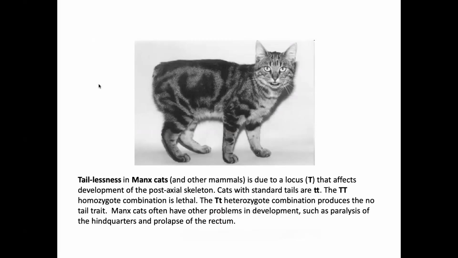So what does that tell you in terms of the viability phenotype? The T allele is acting as a recessive lethal. So it's exactly the same as the previous examples that I've discussed, demonstrating all of these different concepts.